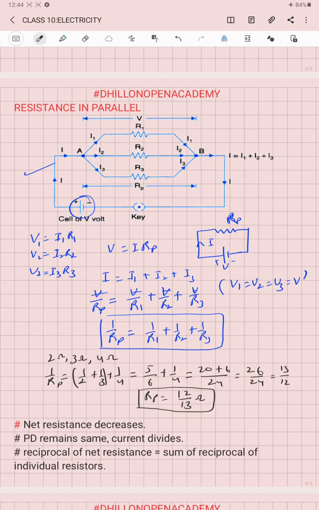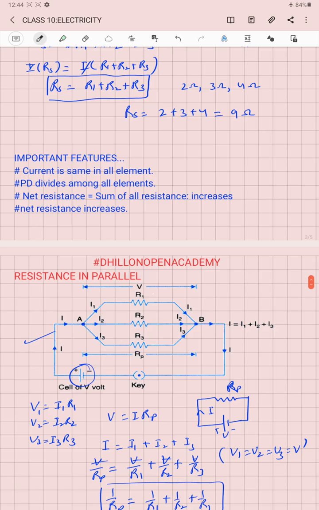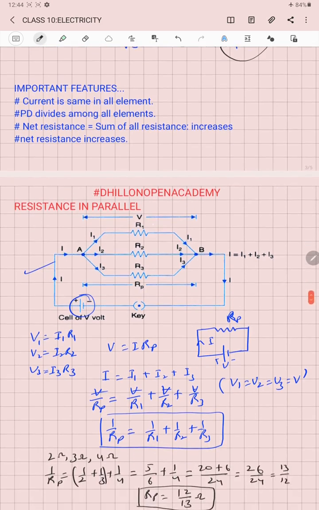Now an important feature of both the circuits: you see that when we added 2, 3 and 4 ohm in the series circuit, the net resistance we obtained was 9 ohm. The greatest resistance present in the combination was 4 ohm. So you can see that in series the total resistance comes out to be even greater than the greatest, that is, 9 ohm is greater than the 4 ohm value.